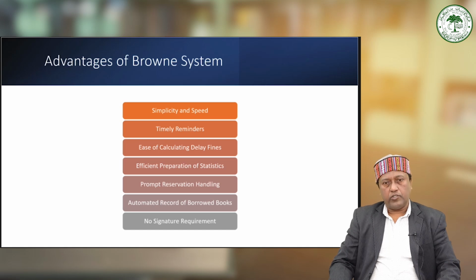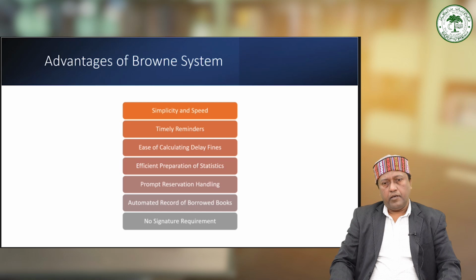So another advantage is prompt reservation handling. So this system can very promptly handle the reservation system also. The moment a document comes to the library and somebody has filled up the reservation slip, immediately the reservation slip is inserted in the book pocket and the document is reserved. And the user who is next in the queue is informed that the document is available in the library. You have a certain period of time, 24 hours, 48 hours, within 48 hours you can collect the document. So this is quite efficient.